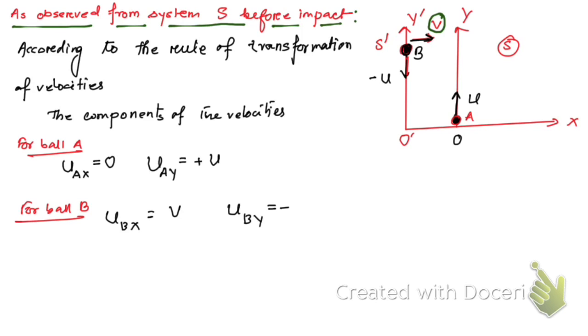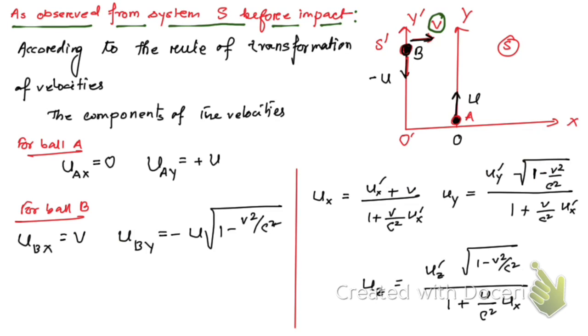That will be minus U root over 1 minus V square by C square. Let me explain why. Let me write this one, just give me a second. Here you can see, I hope you know these relations. You must know these transformation relations, so please do watch the video linked in the description box.